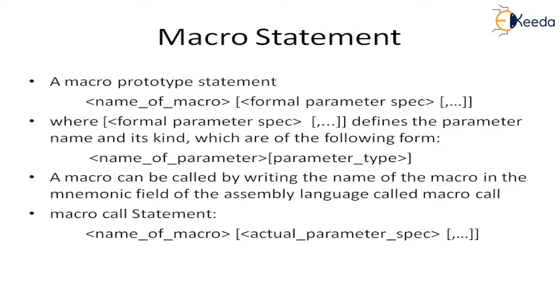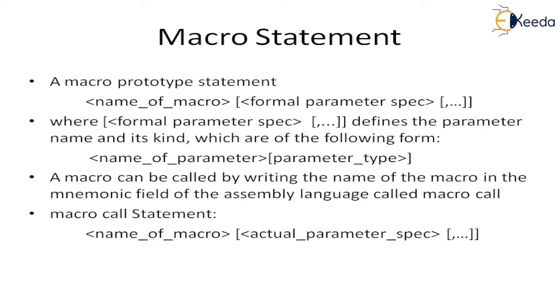And in the square brackets, we have to give the different types of parameters which are useful for the macro specification. The second one is the formal parameter specification, which defines the parameter name and its kind, meaning which type of parameters are useful under the macro prototype statement, shown using the following syntax: the name of the parameter and the type of the parameter.